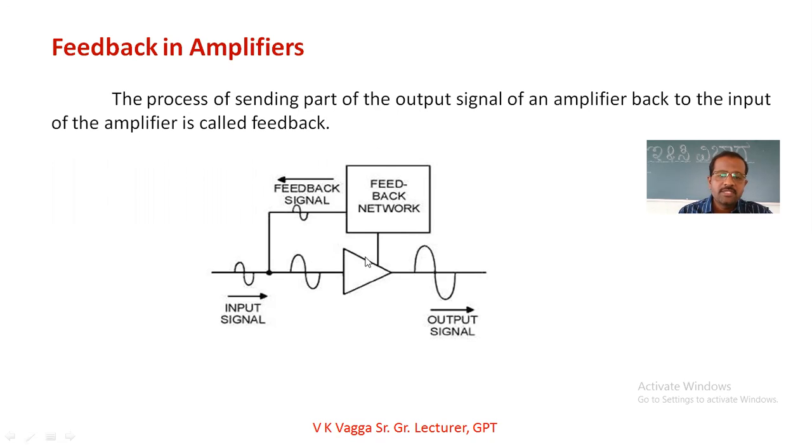So this is the feedback: this is an amplifier, this is an input, this is an output, and some part of the output obtained is again inputted to the amplifier. This itself is called feedback.